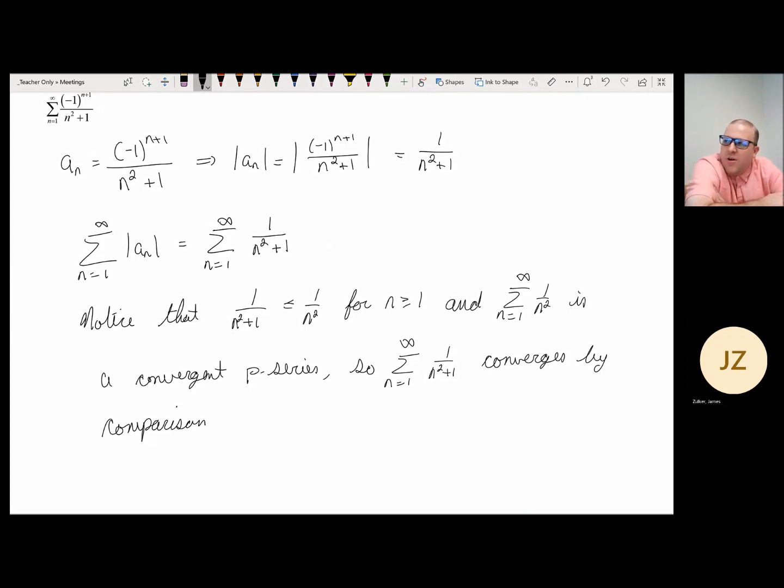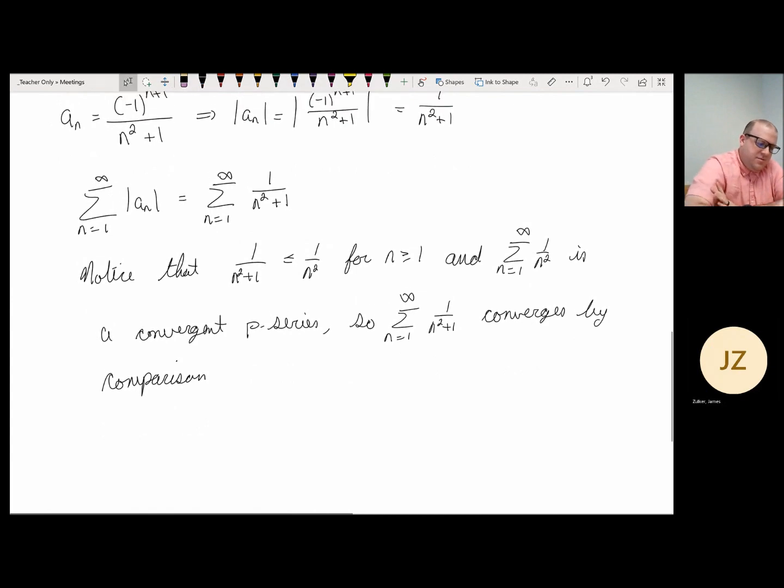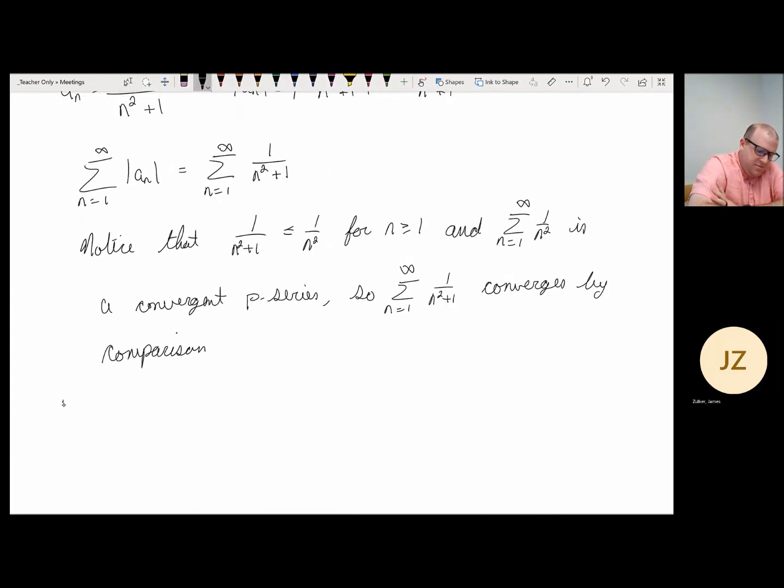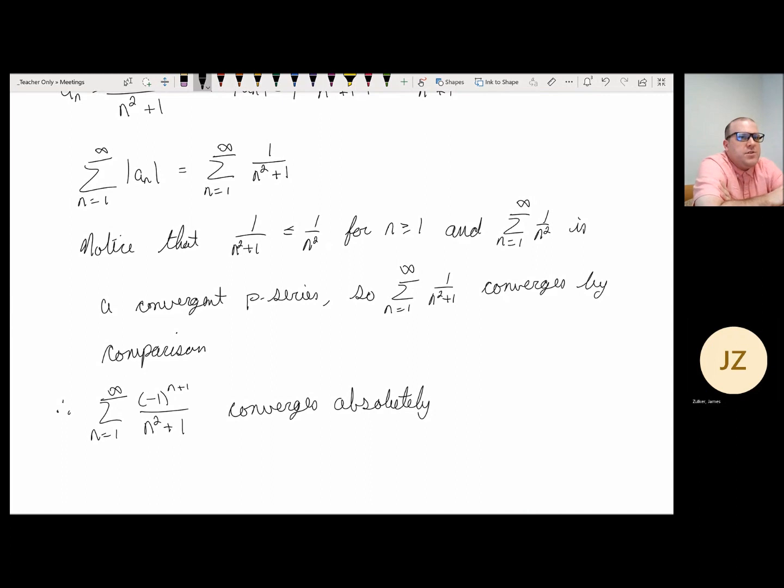n squared for n greater than or equal to 1. The series of 1 over n squared is a p-series with p equal to 2, which means it converges. So by comparison, 1 over n squared plus 1, that series has to converge. So our series converges absolutely.